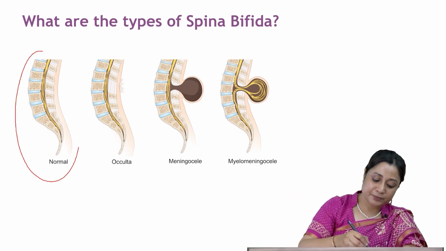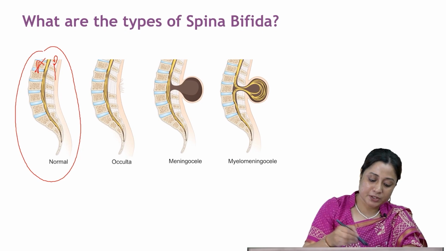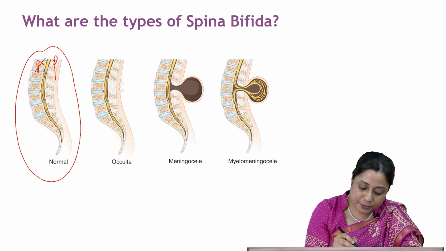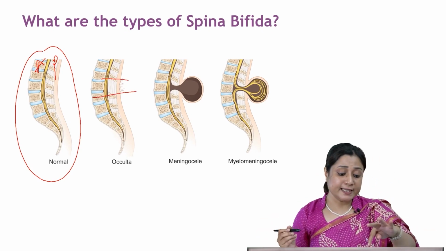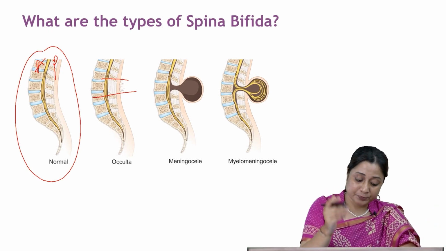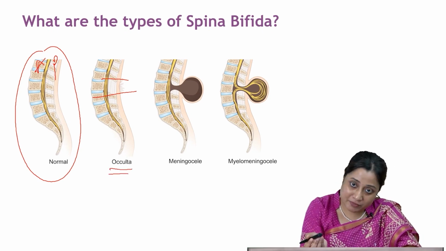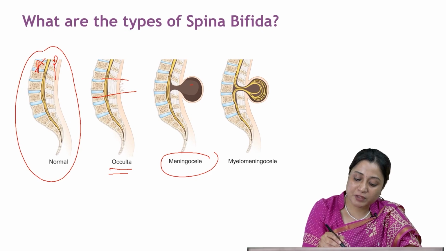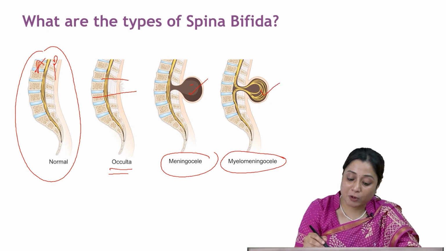Now, this is a normal spine. As you can see, this is the posterior, this is the anterior. A continuous spinal column is there. Now, what happens? First is occulta. Here you can see there is a defect in the posterior arch of the vertebra. As a result, there is no protrusion of any sac. So this is occulta, hidden. It might present with a small dimple or tuft of hair in that region. Now, this is meningocele. Here there is a cystic sac in which there is protrusion of the meninges. And in meningomyelocele, along with the meninges, you have a component of the spinal cord.